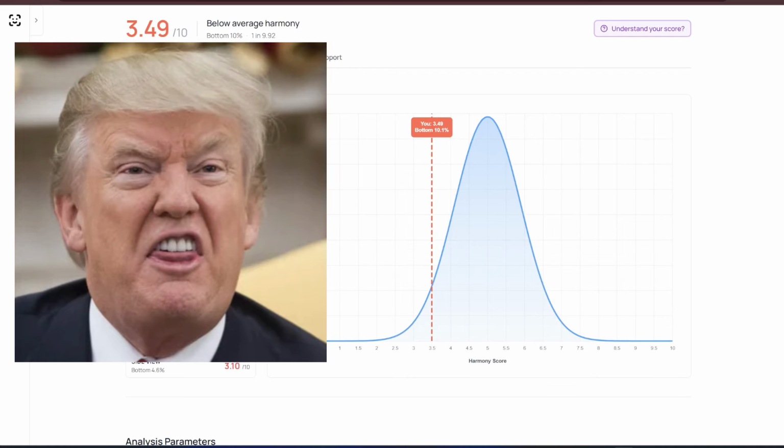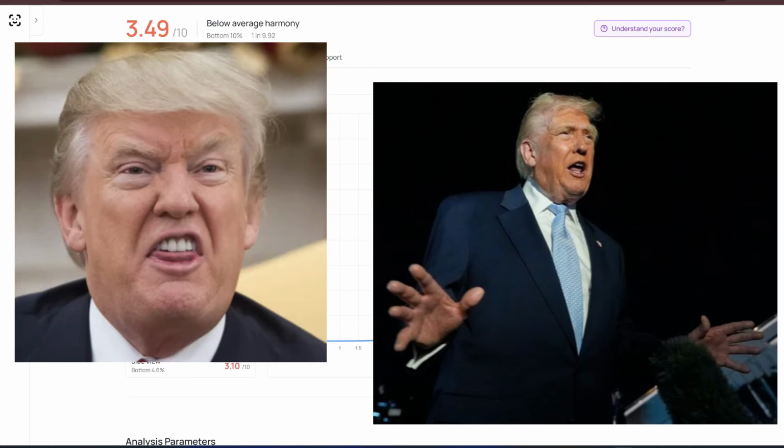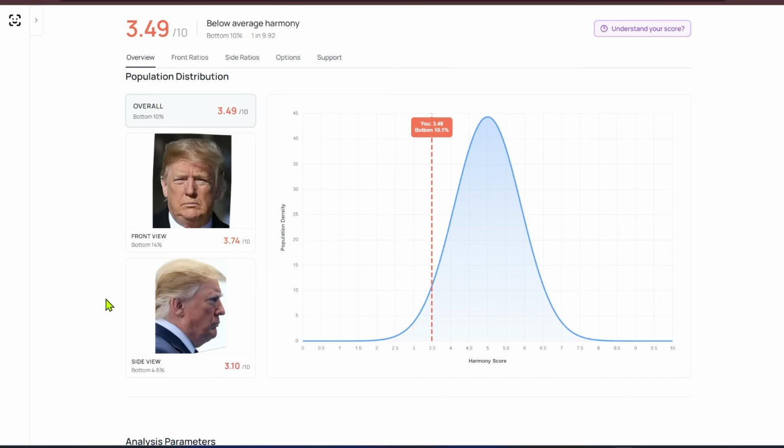What actually makes Donald Trump so unattractive? Welcome back to LookLogix, everyone. Today we will be assessing Donald Trump's facial harmony.